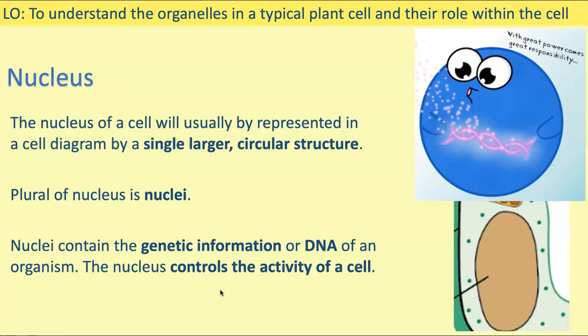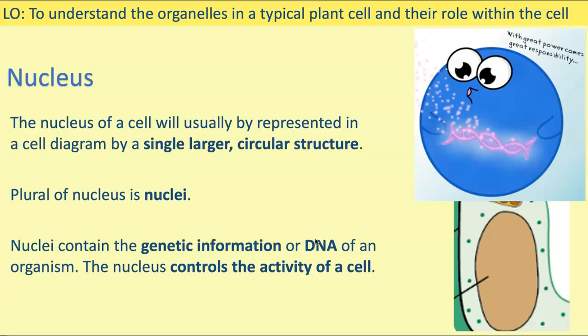Next, we've got the nucleus. The nucleus of a cell will usually be represented in a cell diagram by a single larger circular structure. Here it's a little bit more oval shaped. The plural of nucleus is nuclei, and the nuclei contain the genetic information or DNA of an organism, and they control the activity of an individual cell.